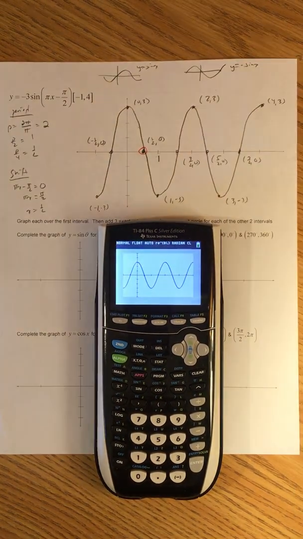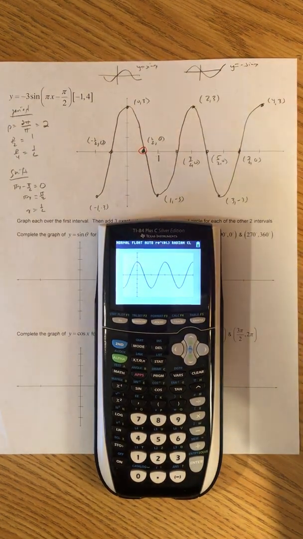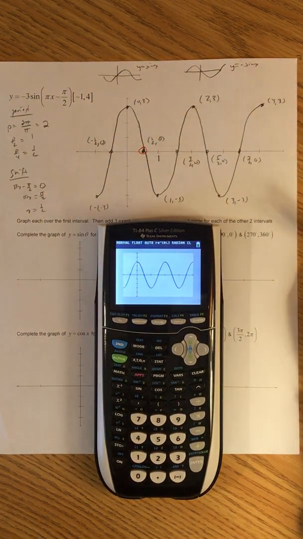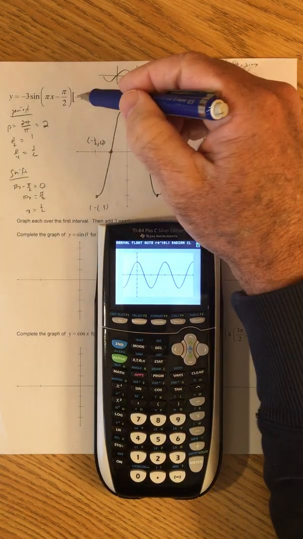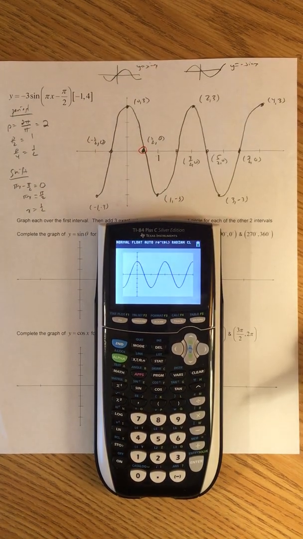Now, some of you may just check by grapher at the beginning. That's fine. Set it all up. Make sure you get the right window. You have to have the right window, and it has to be graphed over the interval that I give.